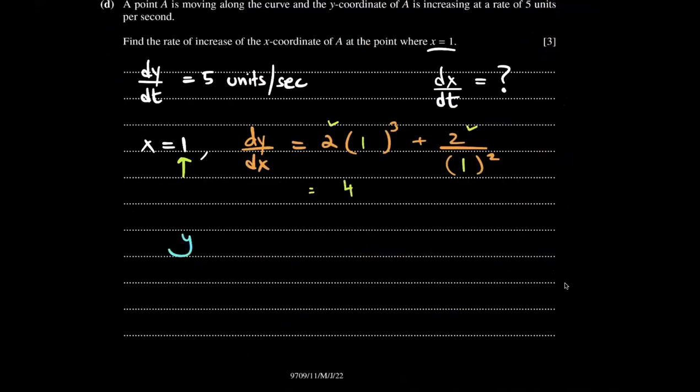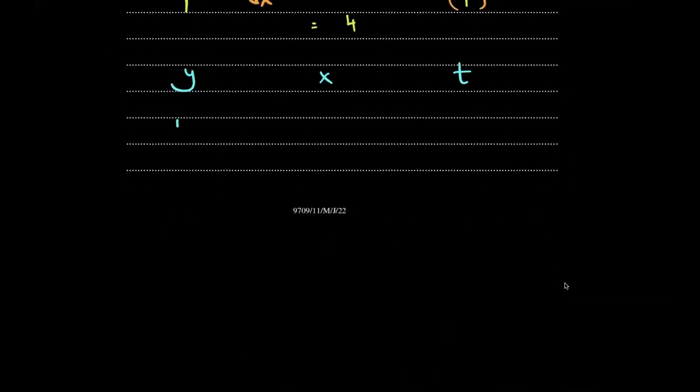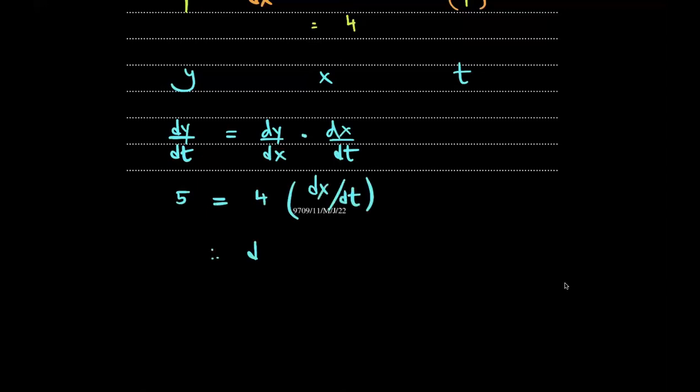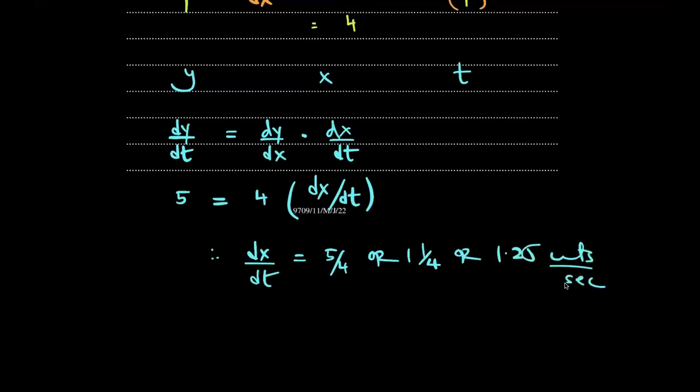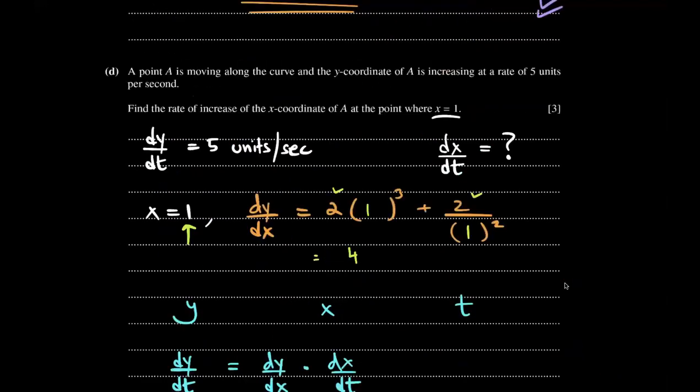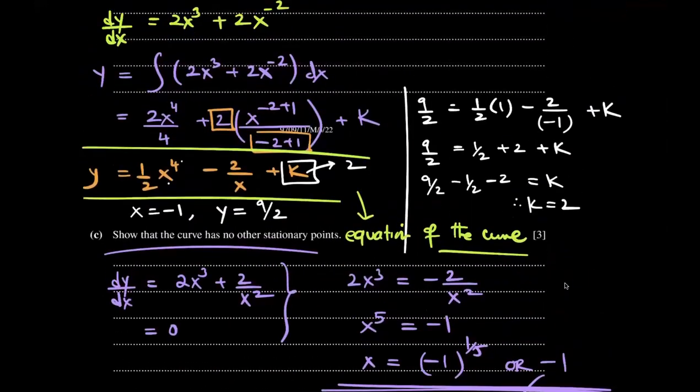We have y, we have x, we have t. How are they related? They are related. dy by dt is equal to dy by dx into dx by dt. dy by dt is given as 5. dy by dx came out to be 4. We are interested in finding dx by dt. So that's very simple. dx by dt is coming out to be 5 over 4, or 1.25 units per second. So this complete question is done in less than 7.5 minutes.